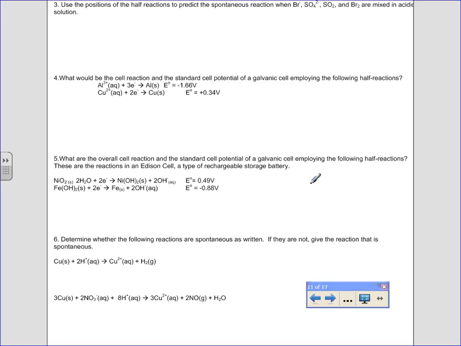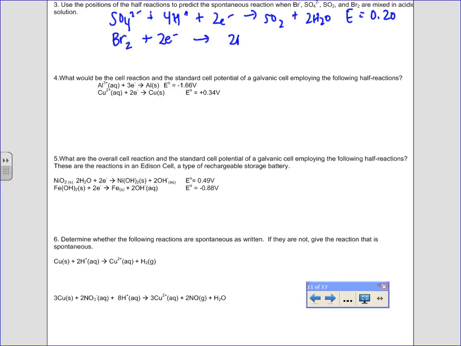conditions that are given. So there's one reaction that is SO4 2 minus plus 4H plus plus 2 electrons going to SO2 plus 2H2O. Okay, and the reduction potential of that reaction is 0.20. The other reaction is of bromine gaining 2 electrons to form Br minus, and the cell potential of that is 1.07.